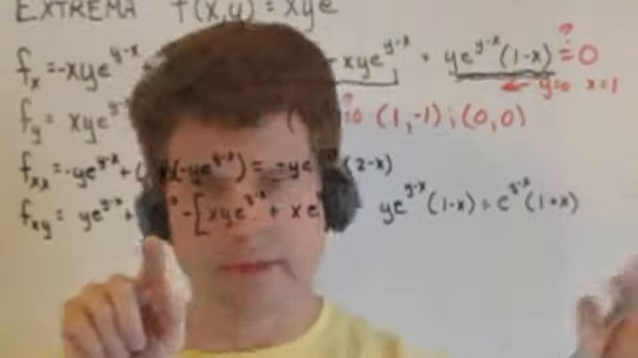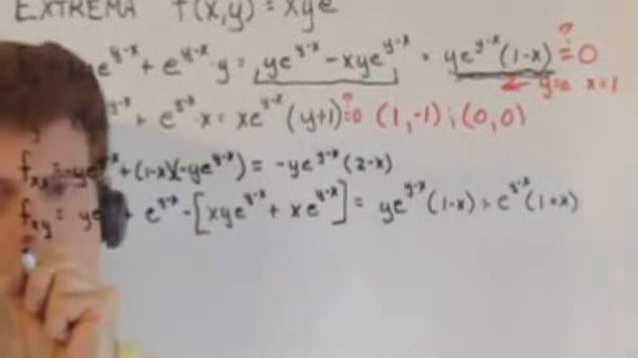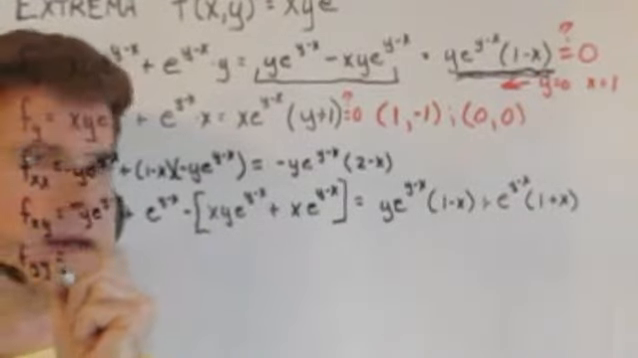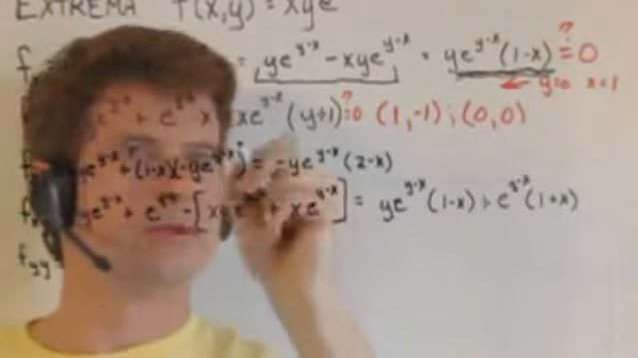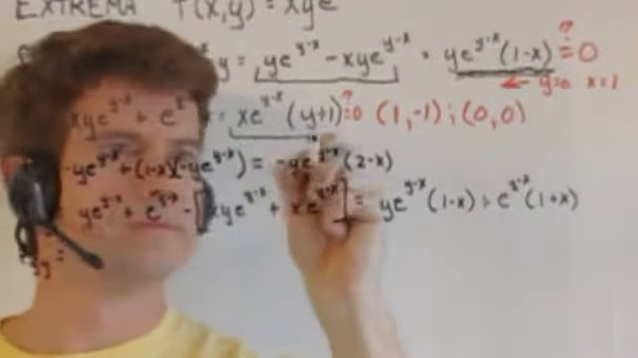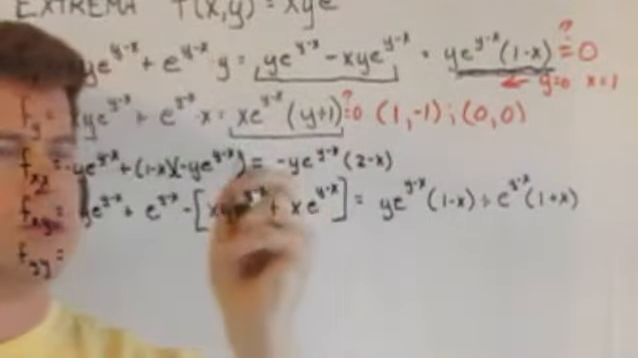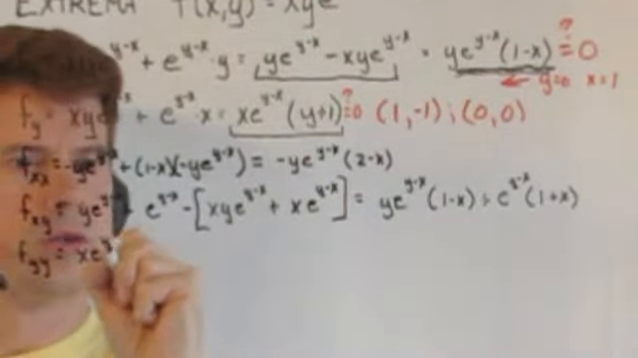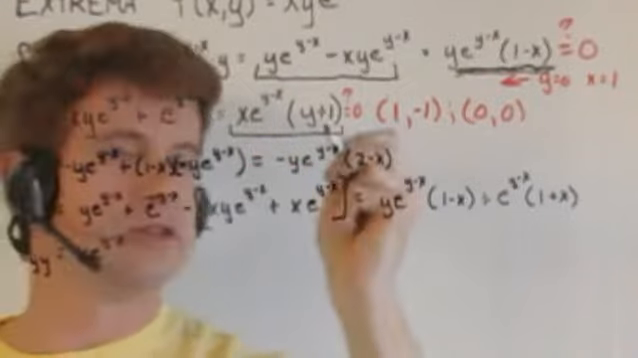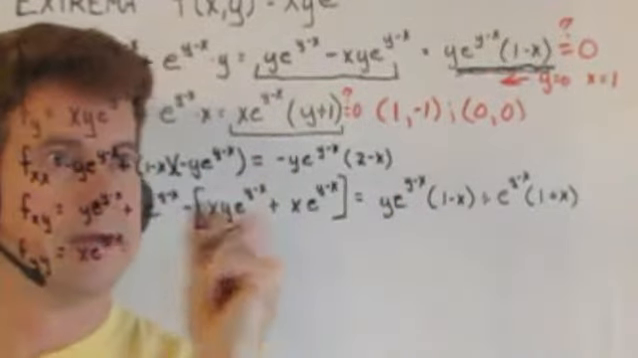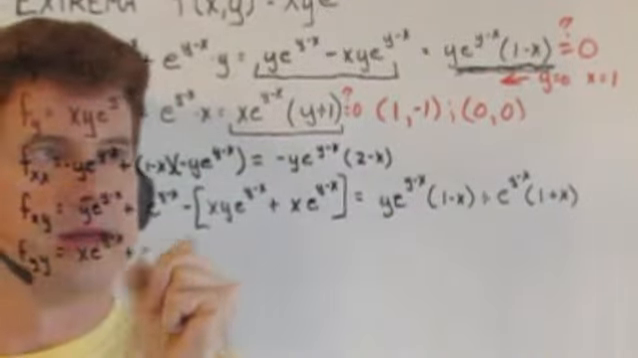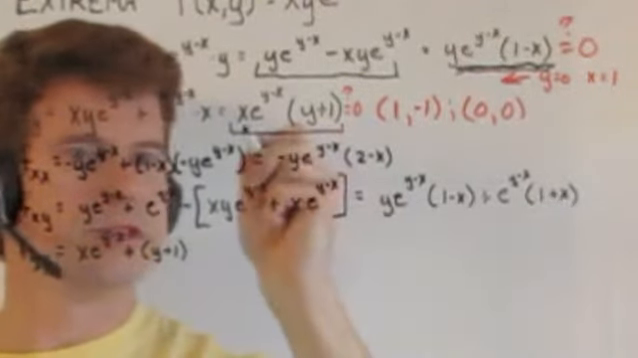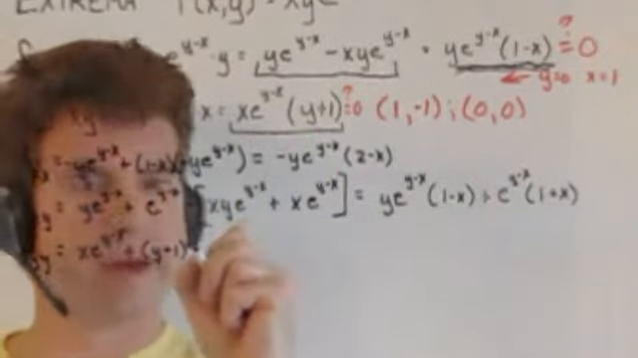Okay, I'll just take it that far. And then next we have fyy, and let's use this. To do that, again, we'll do x e to the y minus x times the derivative of the second, which is just 1, and then plus the second times the derivative of the first with respect to y.